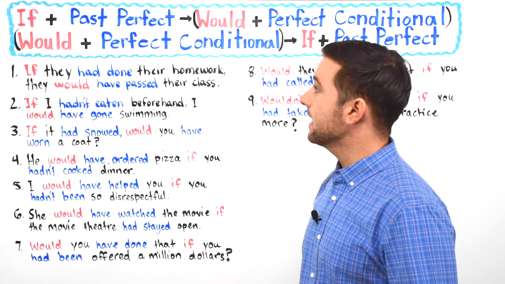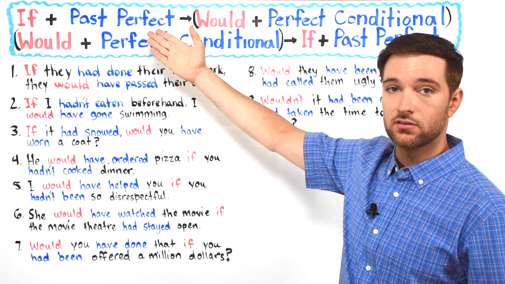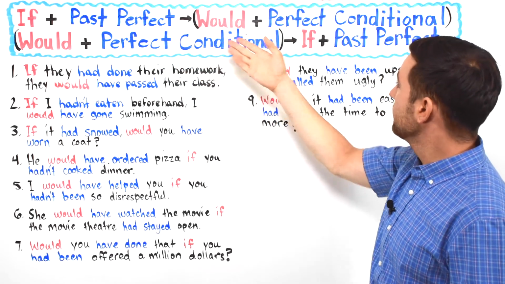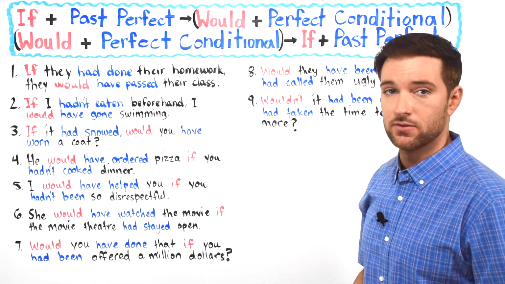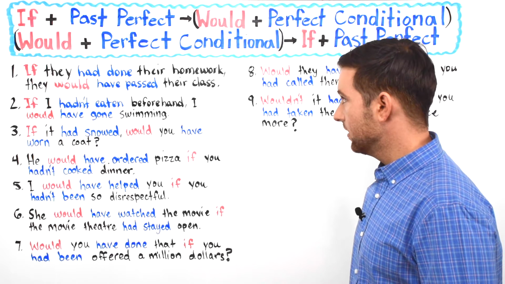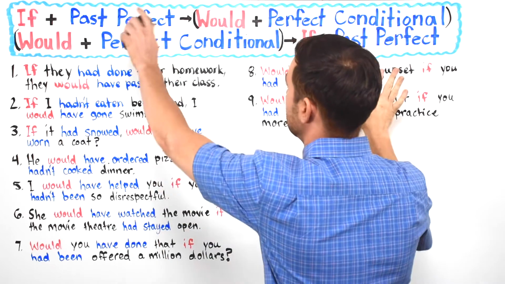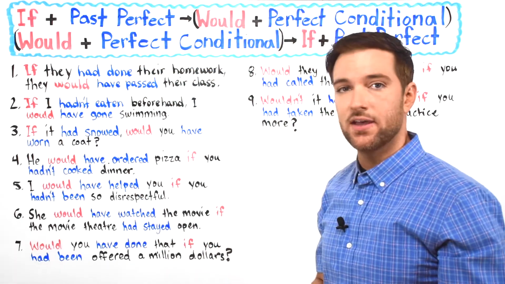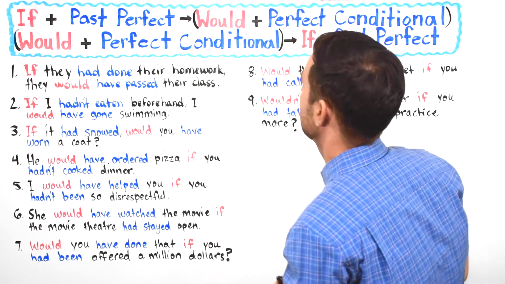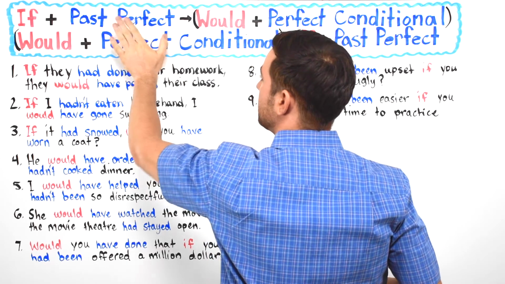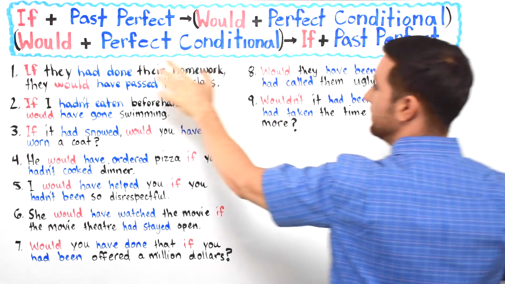We form the type 3 conditional by using if, and then we have the past perfect, okay? And then later we have the perfect conditional with would in the beginning. So would is part of the perfect conditional. I'll write it right here, but also just so you know, guys, you can also switch it. Remember, I think we talked about that in lesson number 37, where you can switch it around. So instead of putting if plus the past perfect here in the beginning, you can actually put it here at the end, and you could put the perfect conditional in the front.